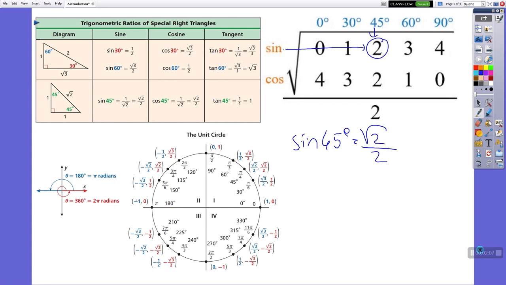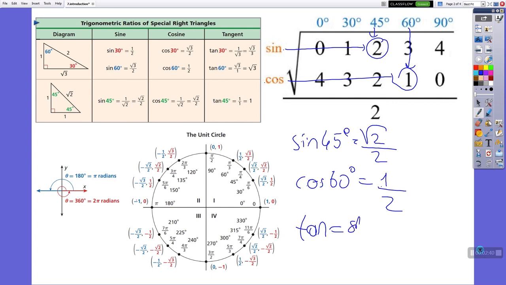It's pretty easy. Let's say you want to find cosine 60. Under 60 and next to cosine, you have number 1. So cosine 60 is equal to square root of 1 over 2, which is the same as 1 over 2. So that's the value of cosine 60. What about tangent? You may say that there's no tangent written here. How can I find tangent? Tangent is not given, but you know that tangent is sine over cosine.